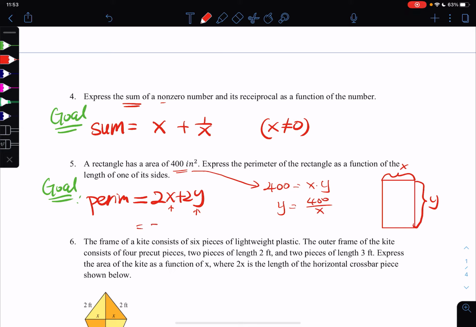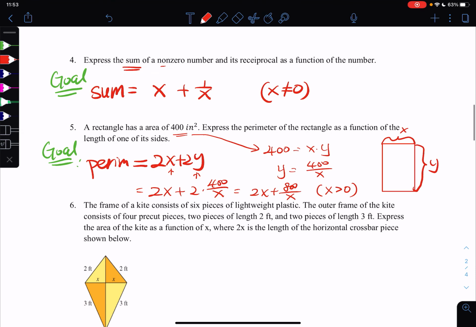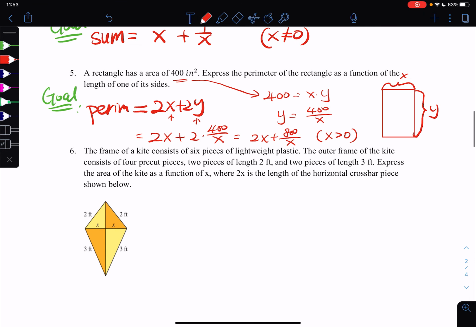If you were to keep x, you have 2x plus 2 times 400 divided by x. So you end up with 2x plus 800 divided by x. You don't really have to simplify because x represents a side of your rectangle. It makes perfect sense to make sure that it is defined as positive.